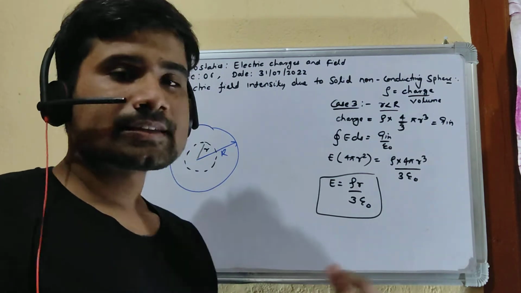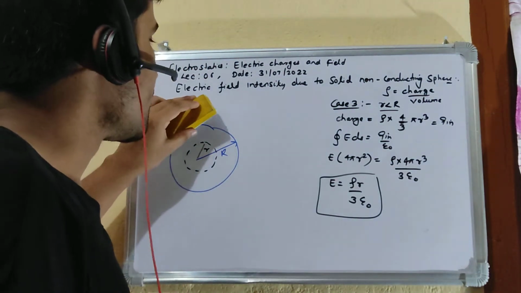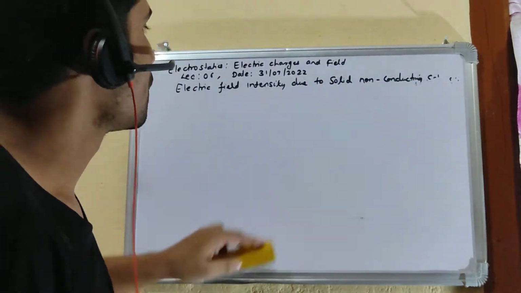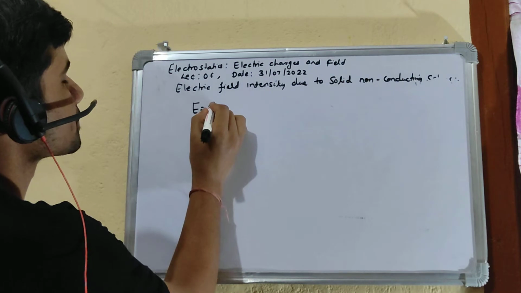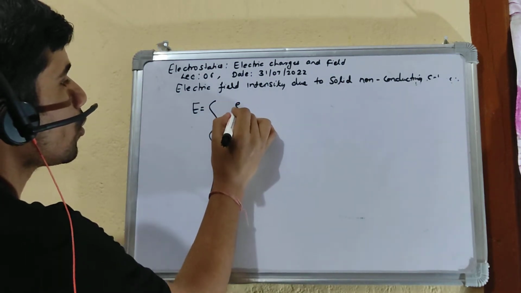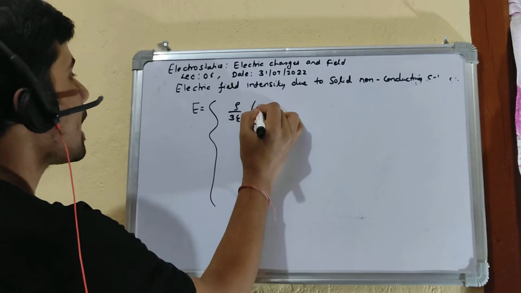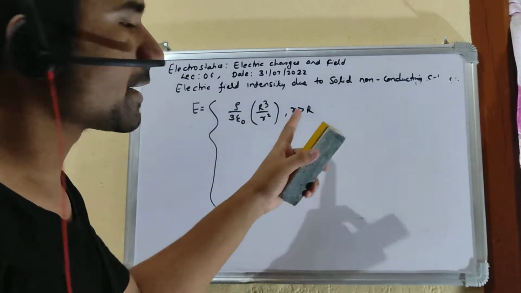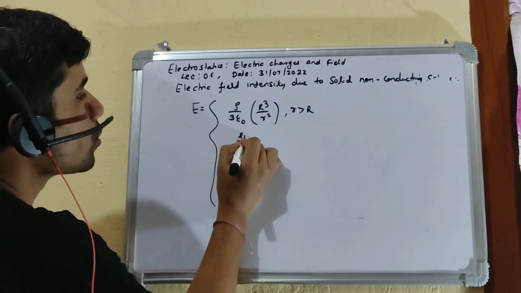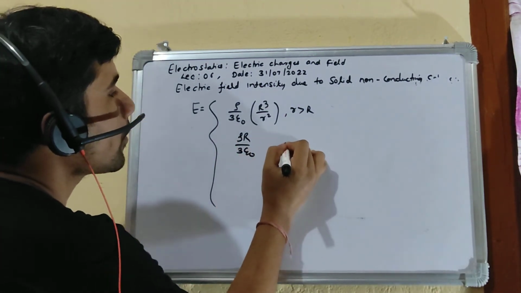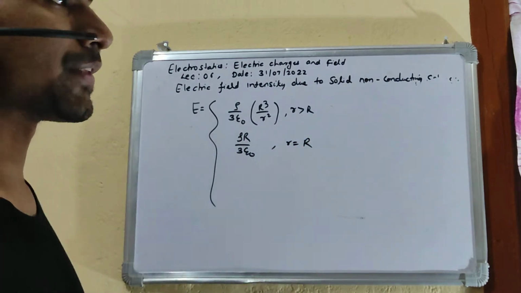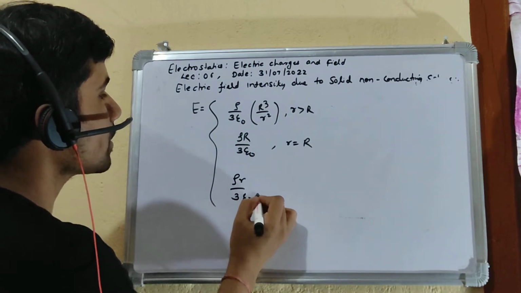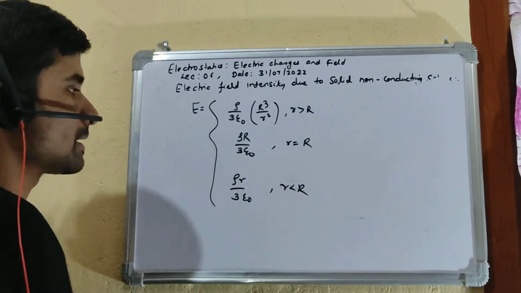Okay. So let's keep all three cases together and see how it varies. We discussed that electric field intensity is given by rho R cube by 3 epsilon naught r square for a point which is outside the sphere, r greater than R. It is rho R by 3 epsilon naught for a point at the circumference, right? And for a point inside, it is rho r by 3 epsilon naught, right?